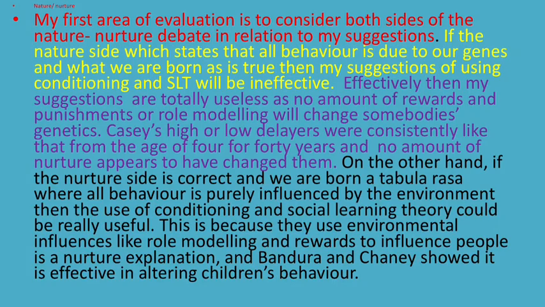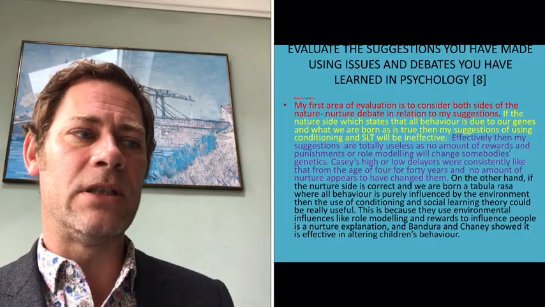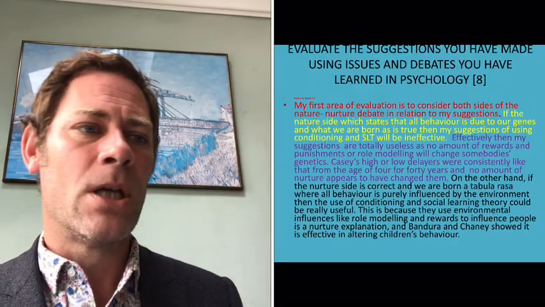So my first area of evaluation is to consider both sides of the nature-nurture debate. The nature side of the nature-nurture debate states that all behaviour is due to the genes we are born with, and if this is true, then my suggestion of using conditioning and social learning theory will be ineffective. Effectively, my suggestions are totally useless, as no amount of rewards and punishments or role modelling will change somebody's genetics. Cases of high or low delayers were consistently like that from the age of 4 for 40 years, and no amount of nurture appears to have changed them.